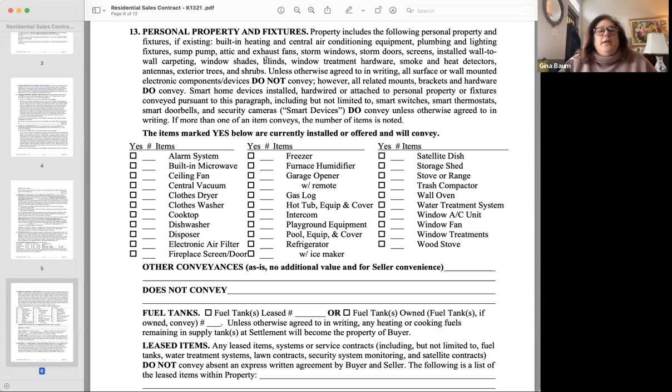Sump pump, attic exhaust fans, storm windows, storm doors, screens, installed wall-to-wall carpeting, window shades, blinds, window treatment hardware, smoke and heat detectors, antennas, exterior trees and shrubs, unless otherwise agreed to in writing. All surface or wall-mounted electronic components do not convey, okay? So the TV does not convey. However, all related mounts, brackets, and hardware do convey.